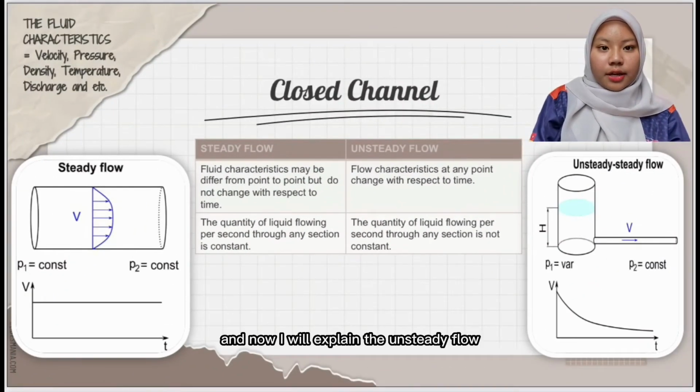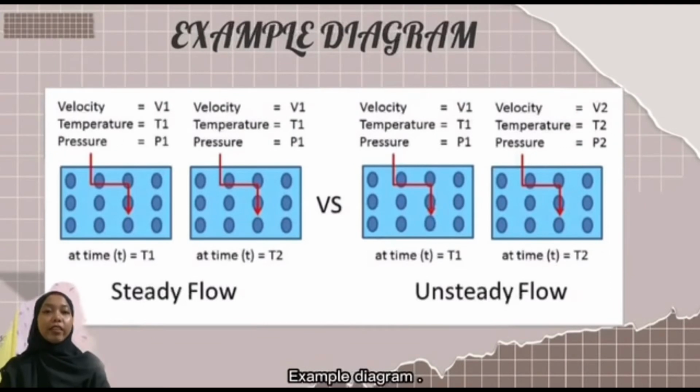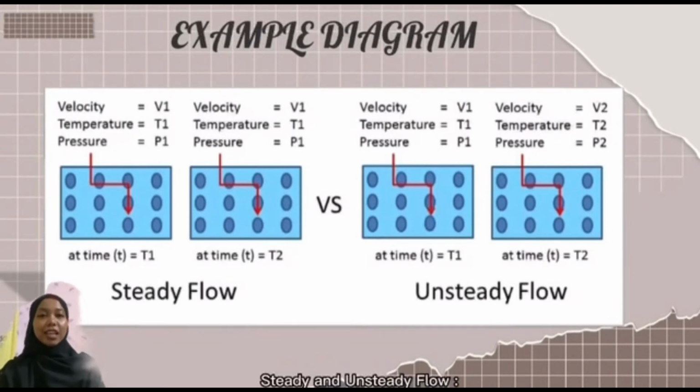And now, I will explain the unsteady flow. Unsteady flow is a flow where the characteristics at any point change with respect to time, and the quantity of liquid flowing per second through any section is not constant. Example diagram: steady and unsteady flow.